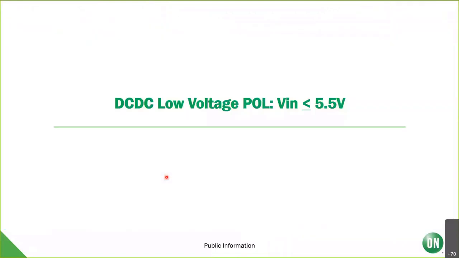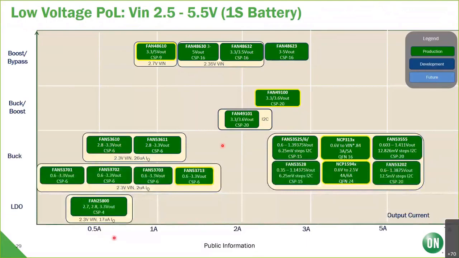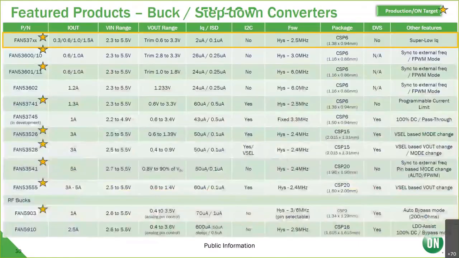I'm going to talk about what we sometimes call point of load with the VIN under 5.5 volts. I have these products starting at 0.5 amp out to 5 amps. And different topologies: buck, boost, and boost with bypass. Many of these are CSP, and I've got a few QFNs here. So we'll talk first about the CSP devices.